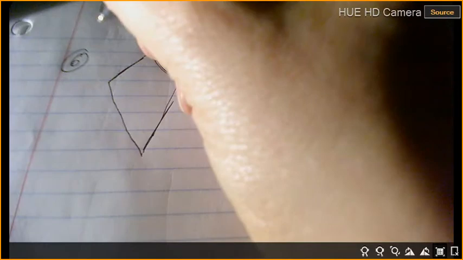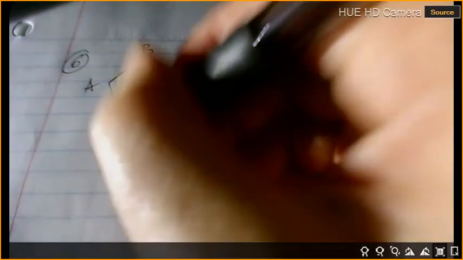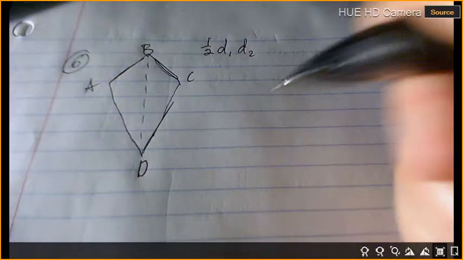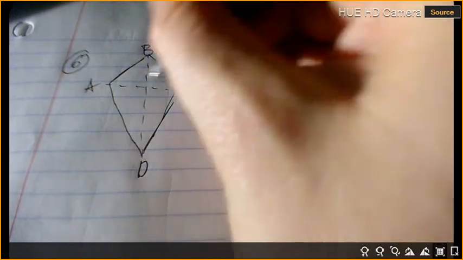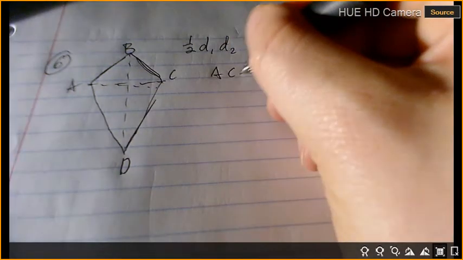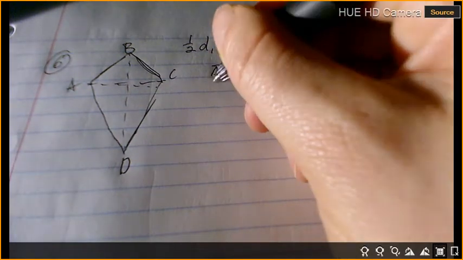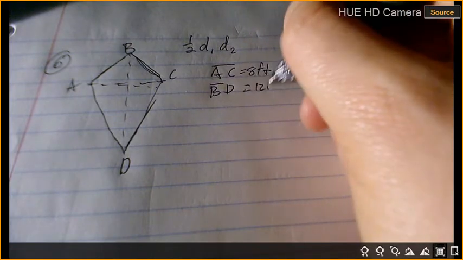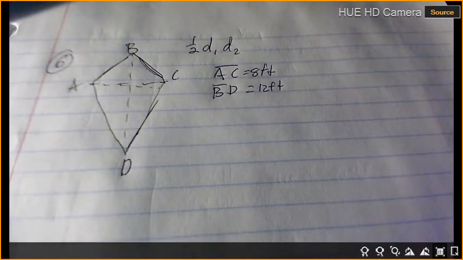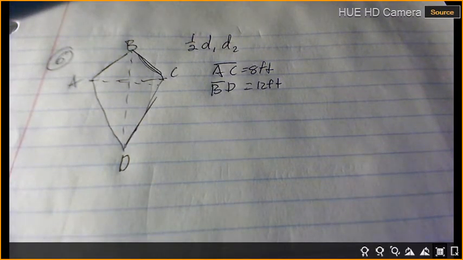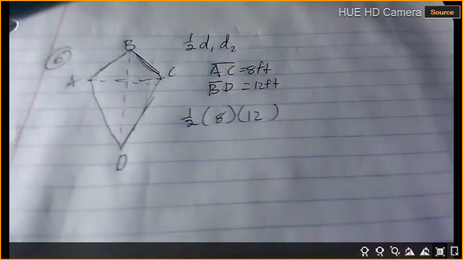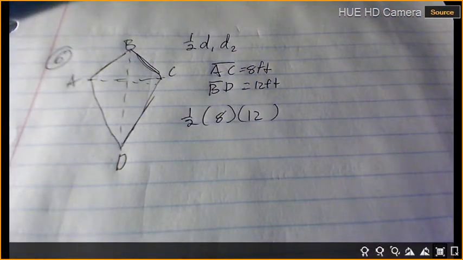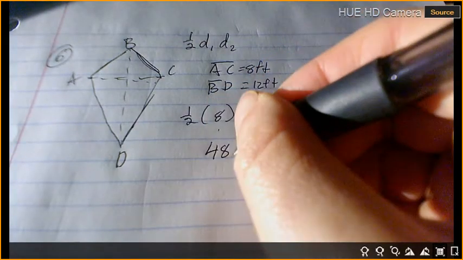So if this is A, B, C, D, I have to deal with these diagonals right here in the middle. So it'd be like A to C is 8 feet, and B to D is 12 feet. Those diagonals right through the middle. The outsides of a kite don't matter. I need to use the diagonals to figure it out. So I'm going to go 1/2 times 8 times 12. So 8 times 12 is 96. 96 divided by 2, or times 1/2, is 48 feet squared.